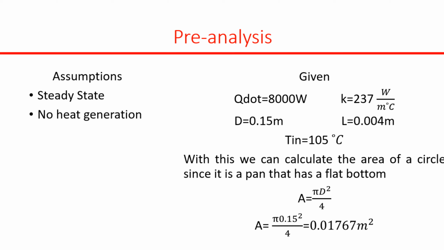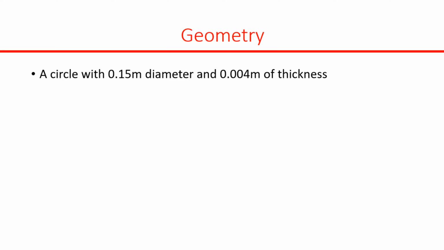Some assumptions we can make are steady state condition and no heat generation. From the problem statement, we can extract the important information such as the thermal conductivity, the diameter, and the heat flow. Since they tell us that it's a pan that has a flat bottom, we can assume that it's a perfect circle, so we can calculate the area that we're going to need later on.